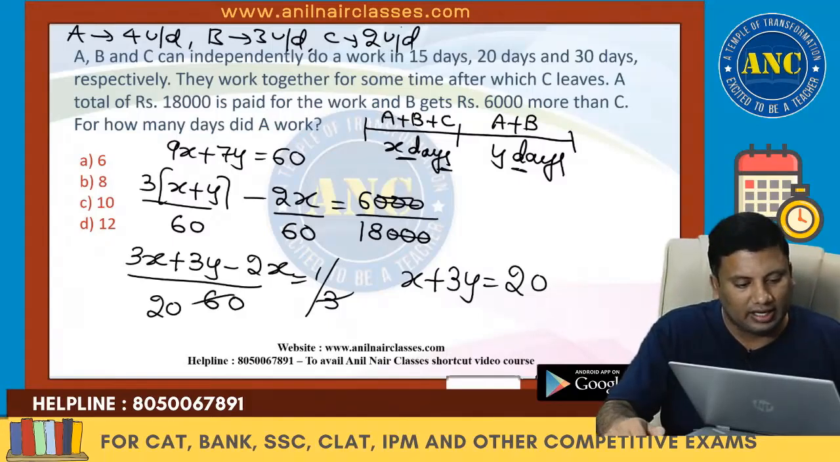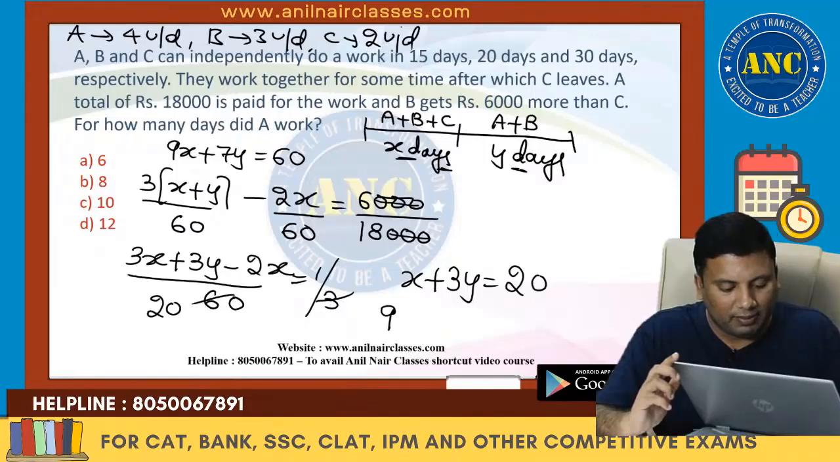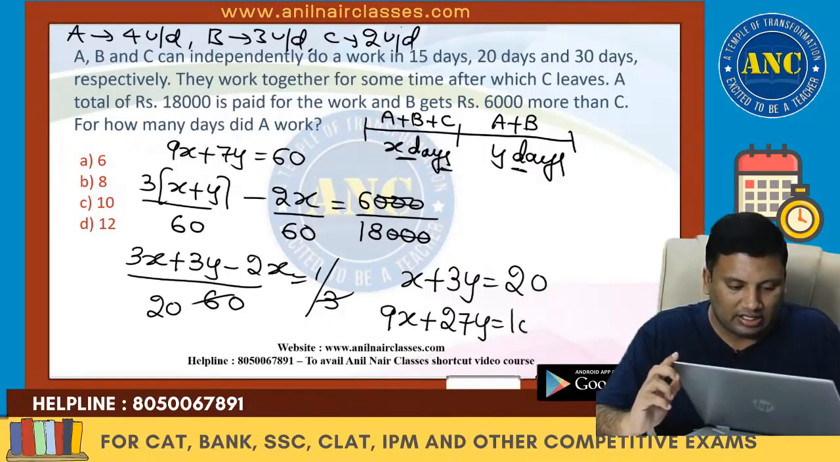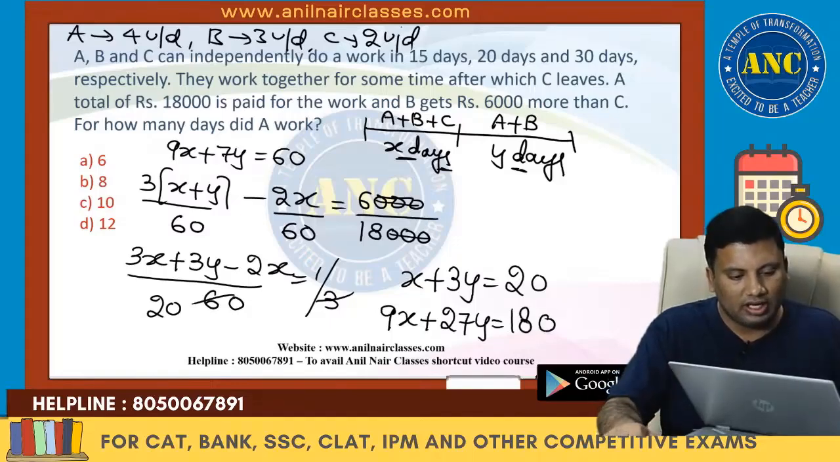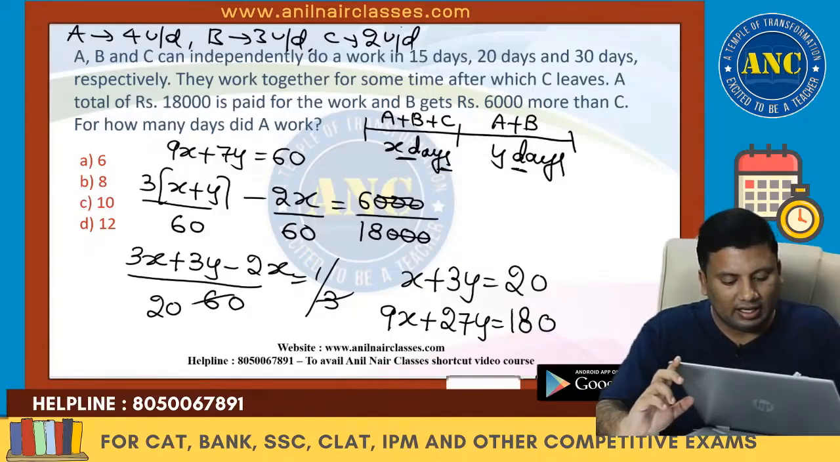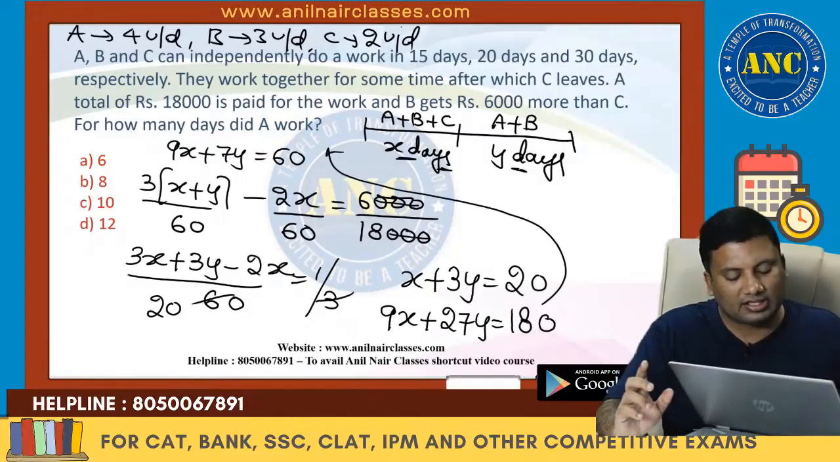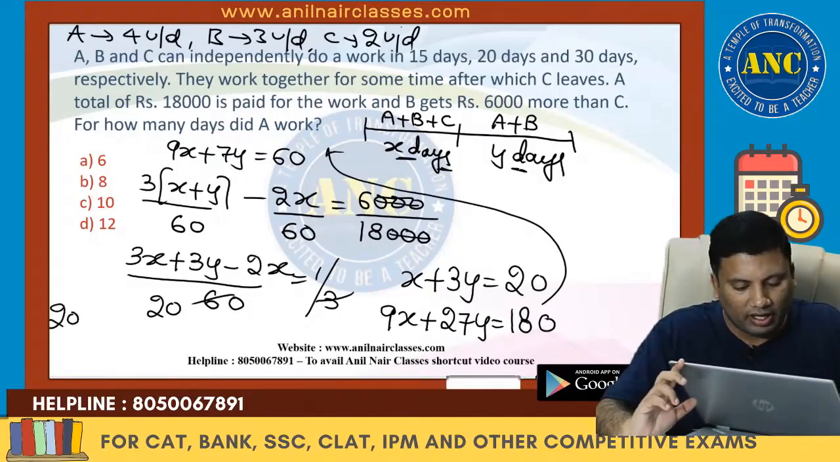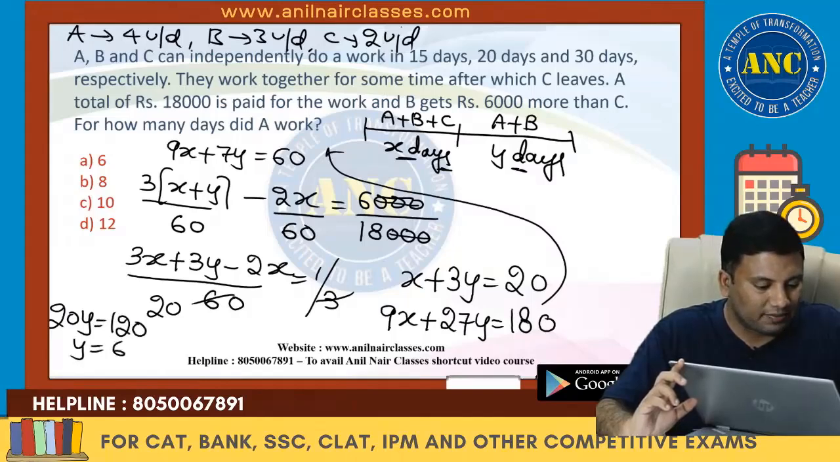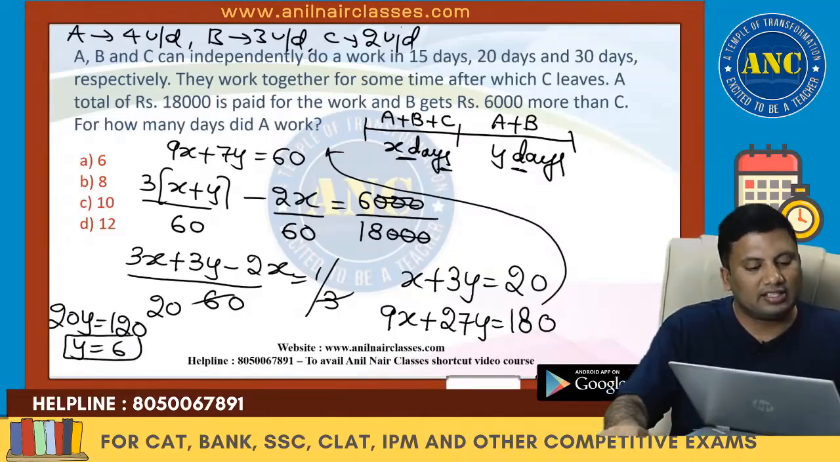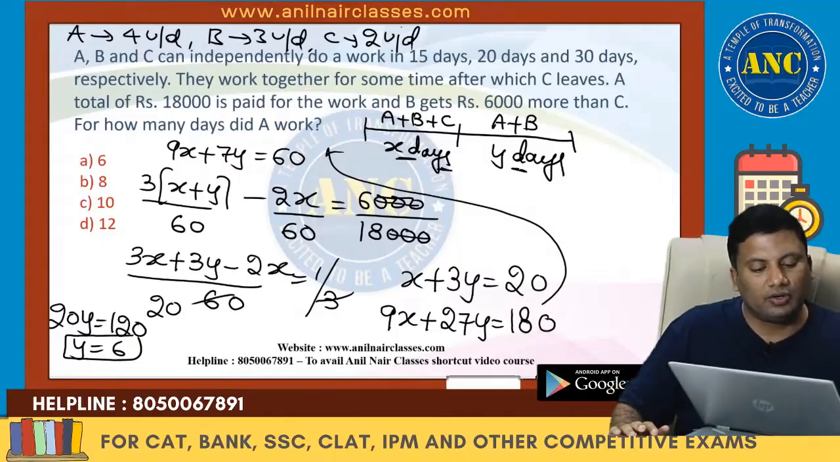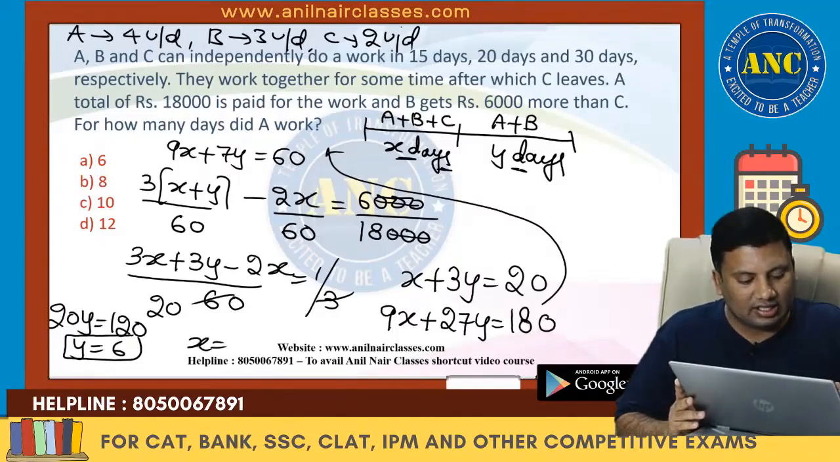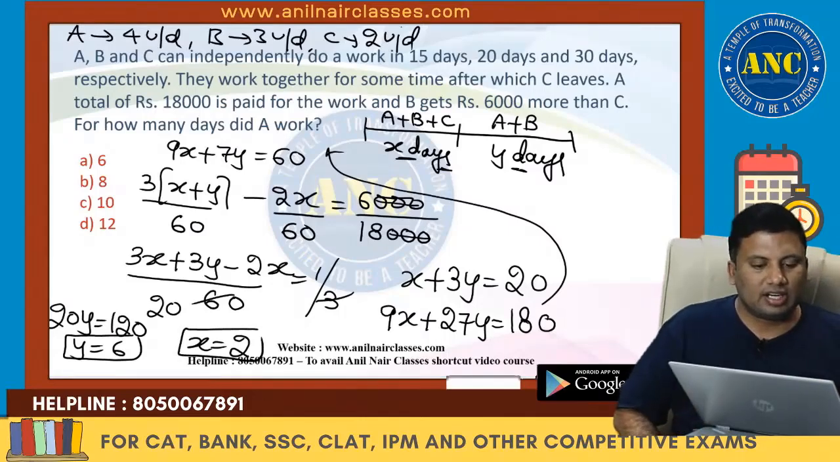Now if you see here, if I multiply by 9, 9 3s are 27, 9 20s are 180. So these are nothing but 9x plus 27y equivalent to 180. If I subtract it, 9x cancels. 20y equivalent to 120. Y is nothing but 6. If y is 6, 9x plus 42 equivalent to 60, x is nothing but 2.